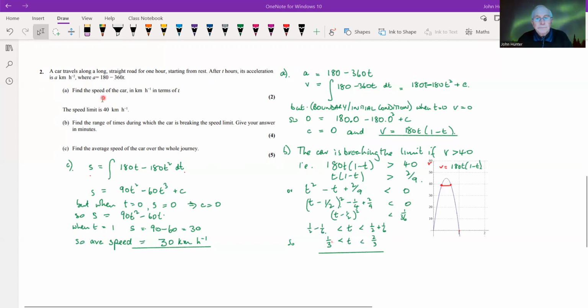Okay, so the first question is: find the speed of the car in kilometers per hour in terms of t. So we've got its acceleration.